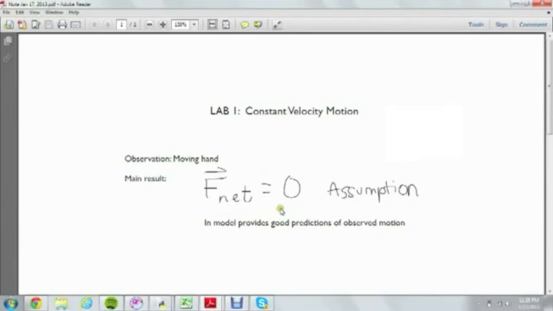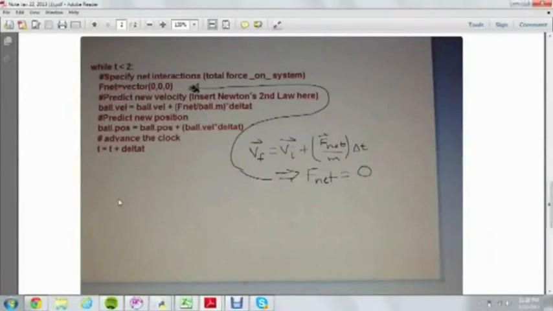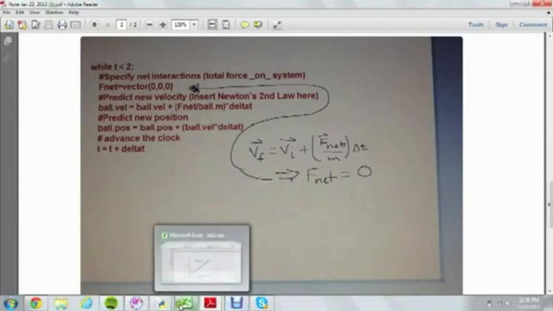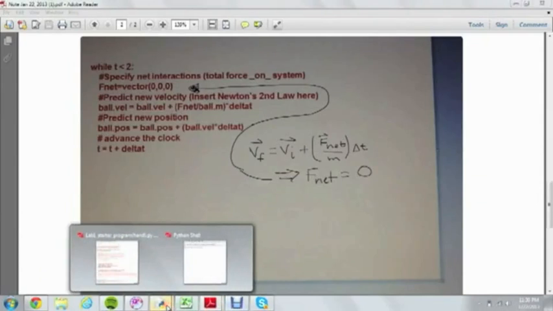Another very good introduction. The main result here is that setting the net force equal to 0 in the computer model results in constant velocity motion, and the speaker makes that clear. Notice that the system mass doesn't come into play, because if the F net is 0, then the mass does not matter. This is a very good observation about the physics. The mass doesn't matter when the net force is 0. That's a good connection to make between the properties of the object and the motion of the object.